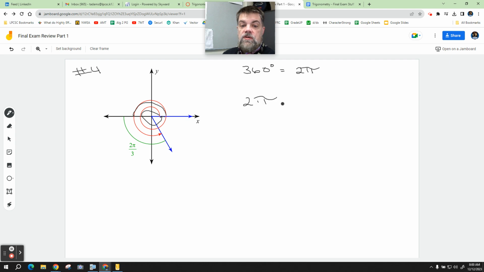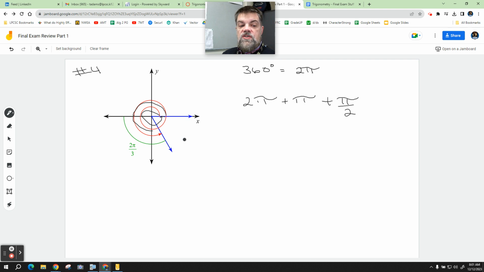What's half of a circle or a straight line? Just pi, right? Then I come down another quarter. What is that? That's half a pi, pi over 2. And then from here to here, I've got to figure out what that is. So we need the reference angle to figure out how far I go.